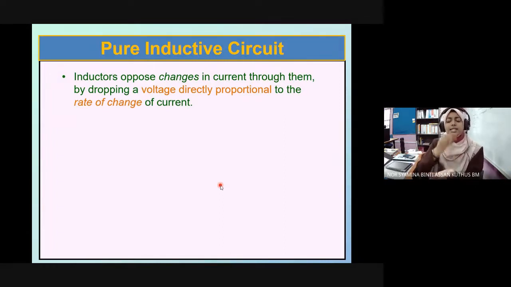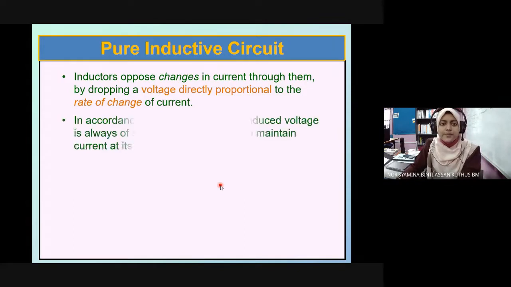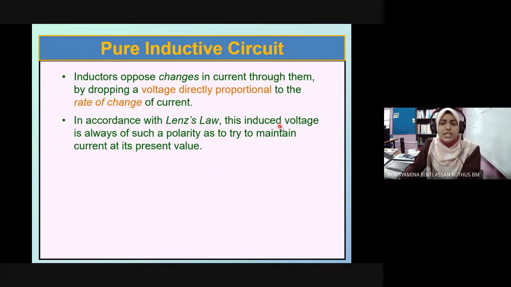Dia sentiasa depends on time kan. Kita punya sine wave itu is always depends on time. Sebab itu dia sentiasa ada rate of change. So rate of change ni apa sebenarnya? Dia adalah di over dt ataupun dv over dt. So in accordance to Lenz's law, this induced voltage is always such a polarity as to try to maintain current at its present value. So induced voltage akan cuba untuk maintain dia punya polarity lah.